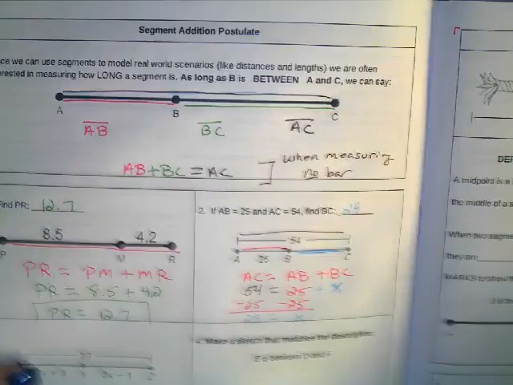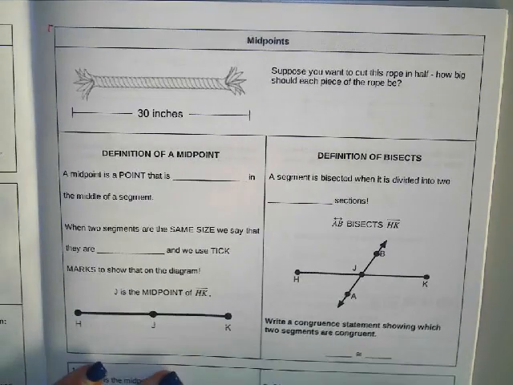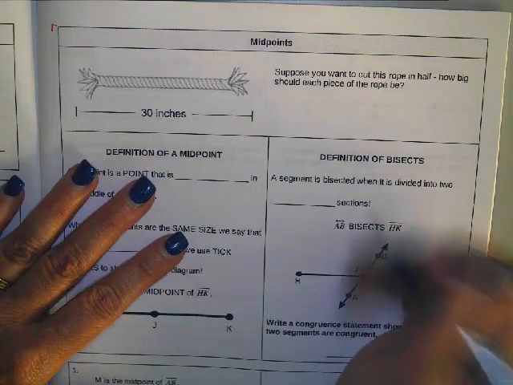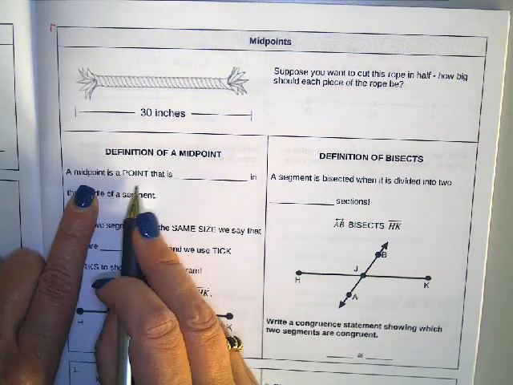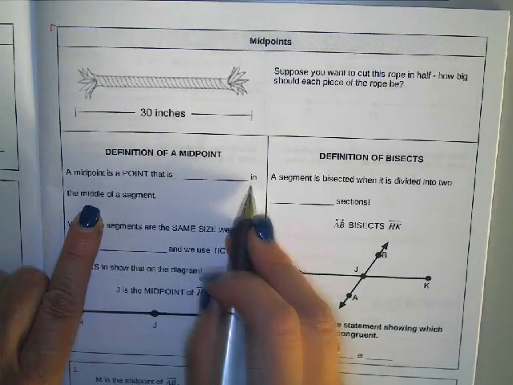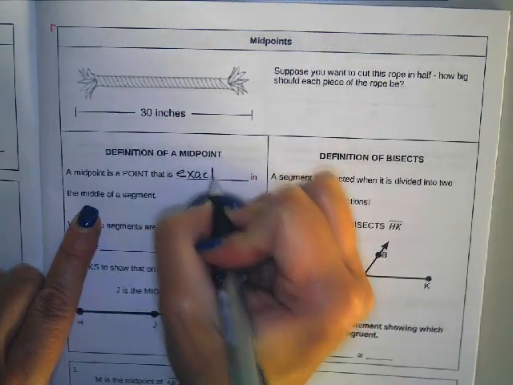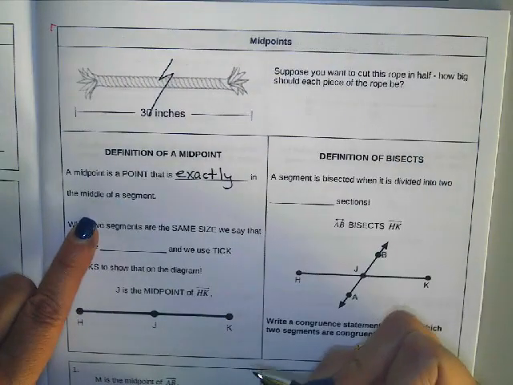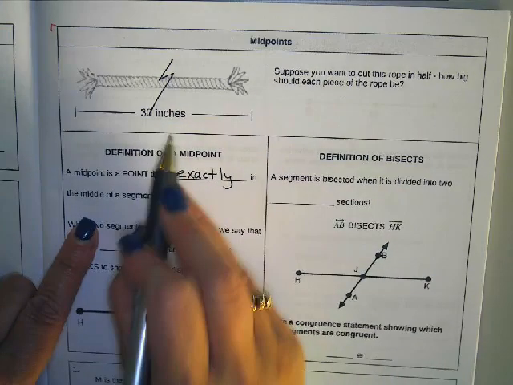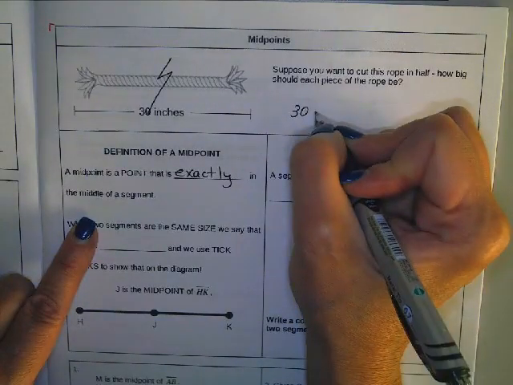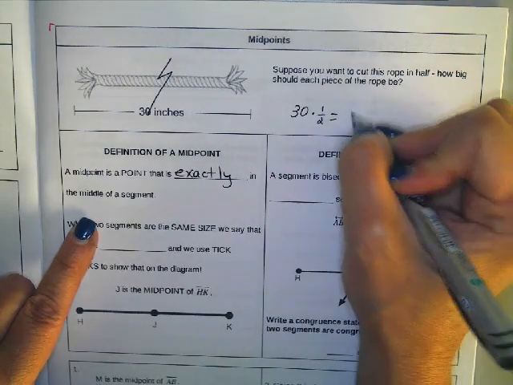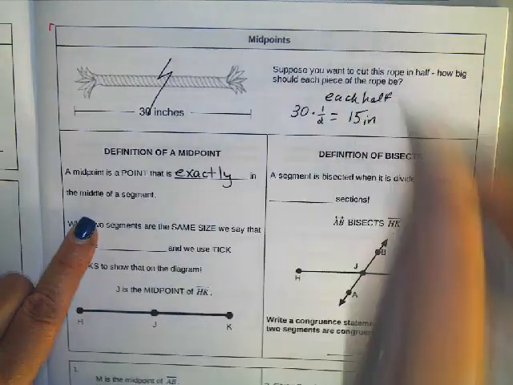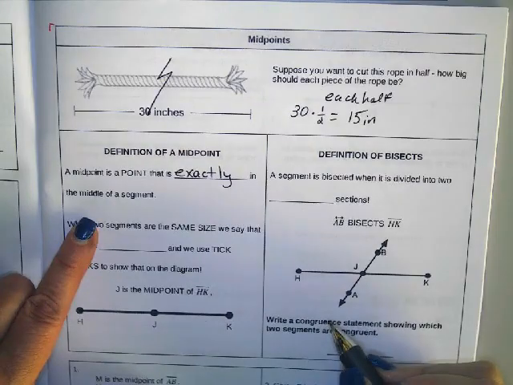One other thing I want to teach you, on the next page, is about midpoints. Suppose you want to cut a rope in half. How big should each piece of the rope be? Well, a midpoint is a point that is exactly in the middle of a segment. So if I were to cut this in half, and this was 30 inches, you could multiply by 1/2 or divide by 2, and each piece would be 15 inches. So each half would be 15 inches. They have to be the same.